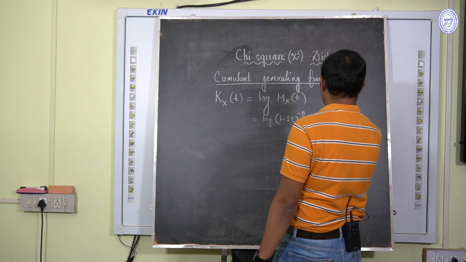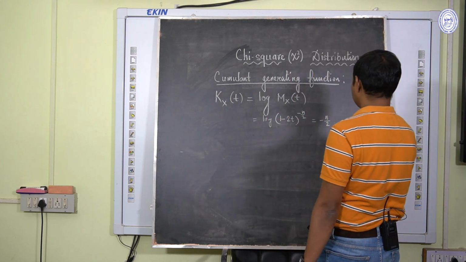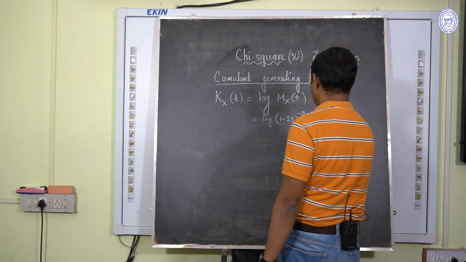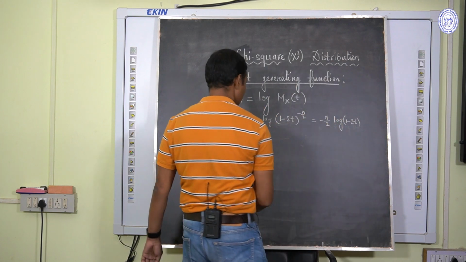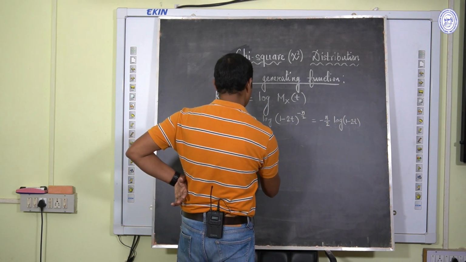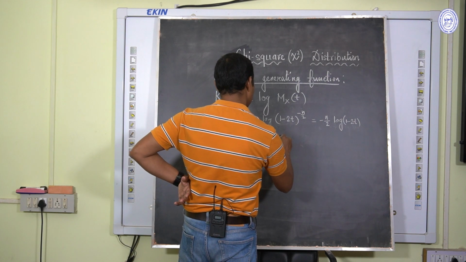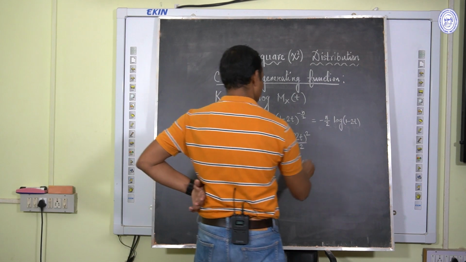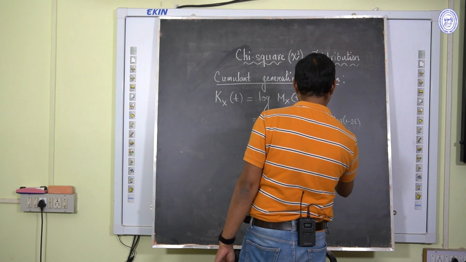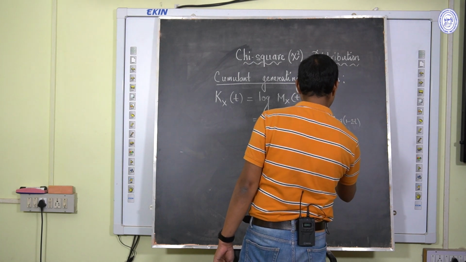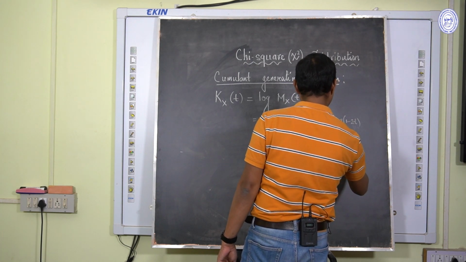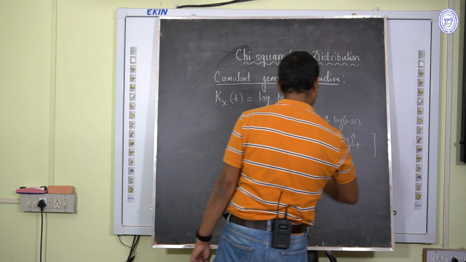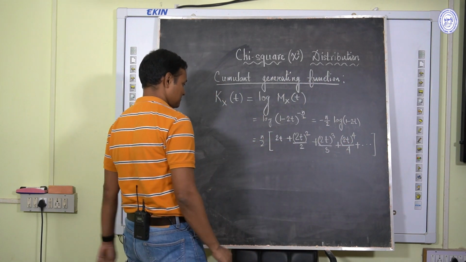Equal to minus n by 2 into log (1 minus 2t), equal to n by 2 into (2t plus (2t) square by 2 plus (2t) cube by 3 plus (2t) to the power 4 by 4 plus dot dot dot), by the logarithm series.